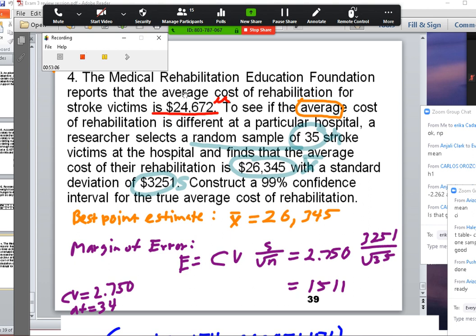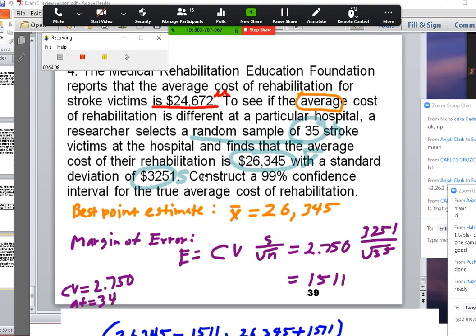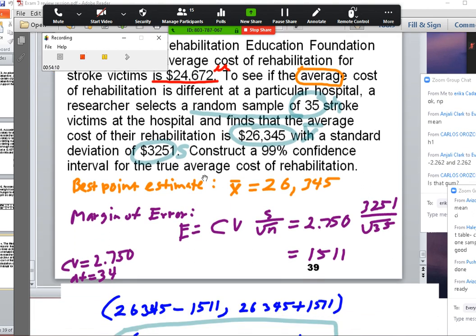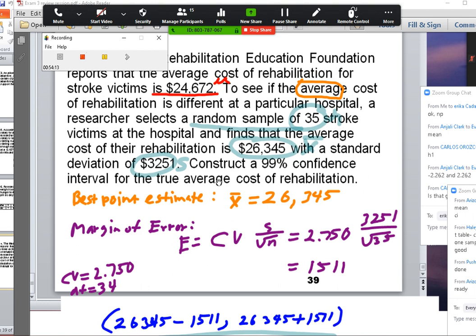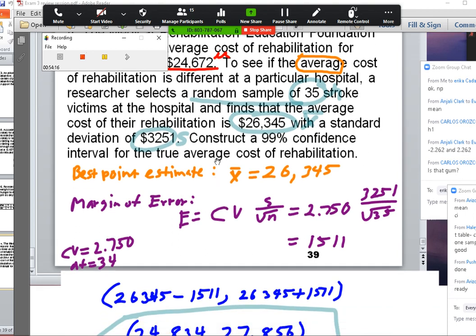So this is my stuff from my sample: 35 people, a mean of 26,345, and an s of 3251. This one up here, the 24,672, doesn't have an n. It has no sample size, so it can't be a sample. So this up here is my mu. Here, we're going to see if this mu is correct or not by creating a confidence interval. So we're going to use our best point estimate, 26,345.